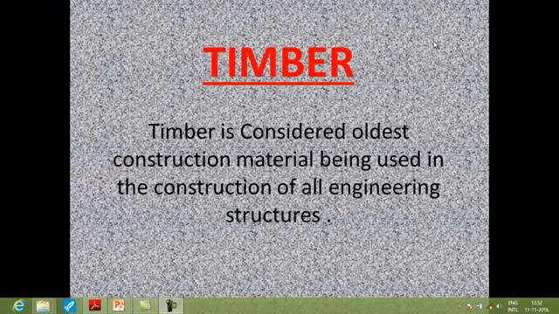In the preceding lecture, we discussed the bricks in detail. Now let's take the other part, the timber. Timber is considered the oldest material of construction, right from prehistoric times till date. Timber has been used in building construction, bridge construction, and other engineering constructions. Even in railway construction, we use timber.